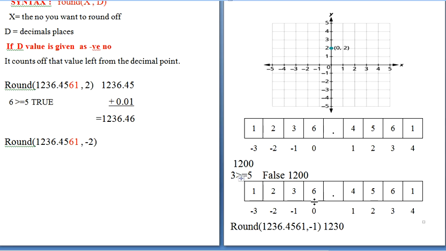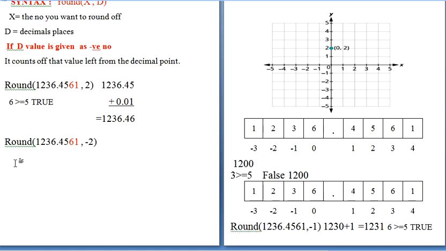But before generating the actual result, what will it do? It checks the status of the 6. Is 6 greater than 5? Yes, 6 is greater than 5. So what will it do? 1 will be added to this. So you will be getting the result as 1, 2, 3, then 1. This is how a round function with a negative number as a second argument will work.